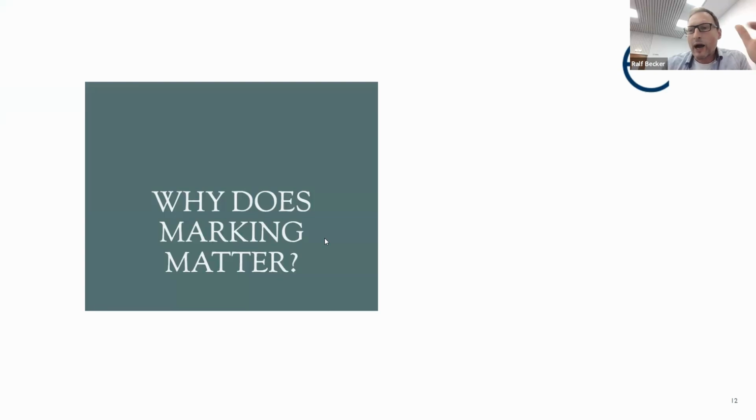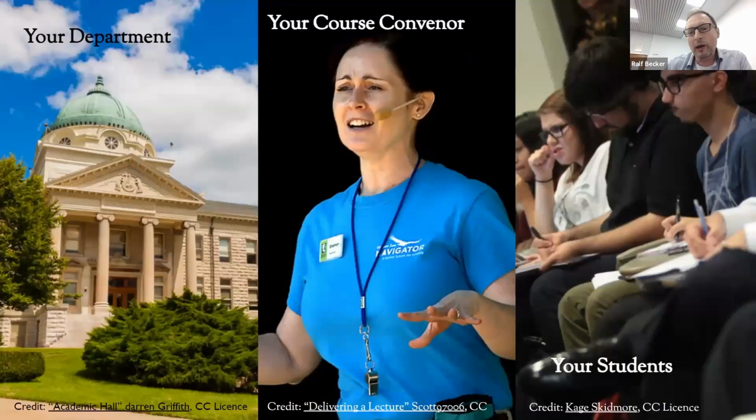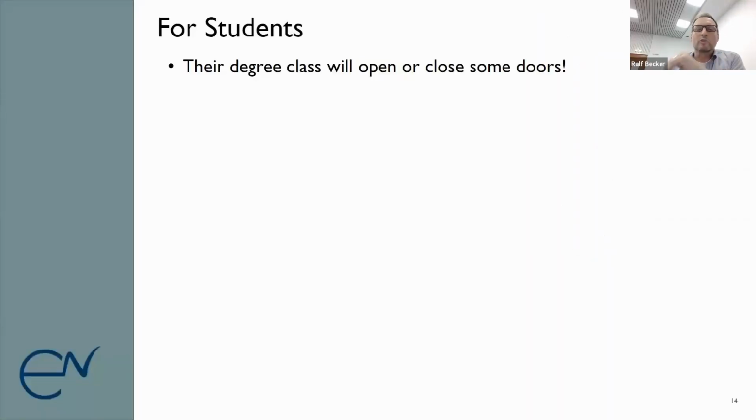So why does your marking matter? Hopefully that gave you a little bit of an idea of the environment we are marking in, what typical marking distributions are. Now, why does it matter? For your students, let's start with this. The degree class they get, which will be a function of individual grades for individual units, will open or close doors. That's important to understand.